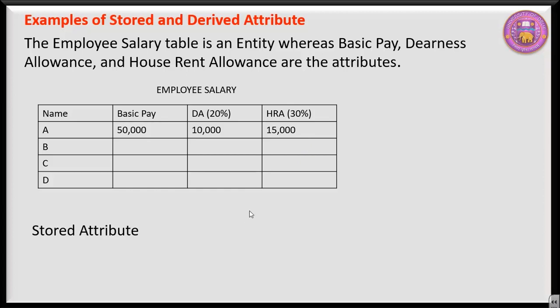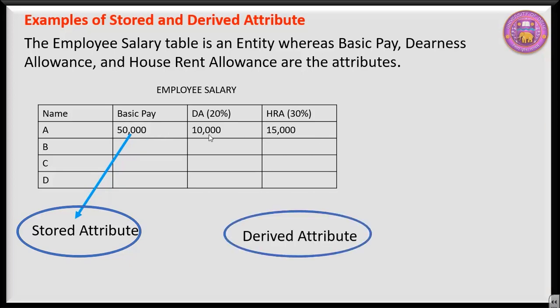Now, what is stored attribute and what is derived attribute? We have written basic pay as it is. We have stored this figure as it is, so this is termed as stored attribute. We derived the figures of DA and HRA on the basis of basic pay. Then these will be termed as derived attributes.